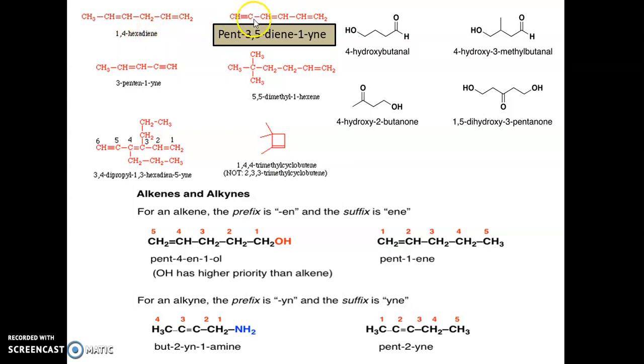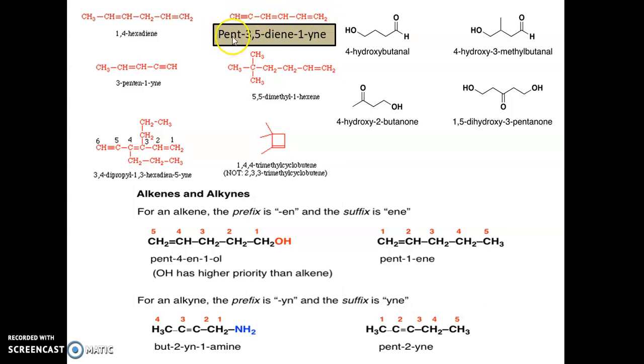CH triple bond CH bond CH double bond CH bond CH double bond CH2. Here you see two types of functional groups are present. One is double bond, another is triple bond. According to the priority order, triple bond has more priority than double bond. That means alkyne is greater than alkene. So you have to start the numbering from this left side. So this is carbon number 1, 2, 3, 4, 5, 6. So 6 carbon atoms are there.